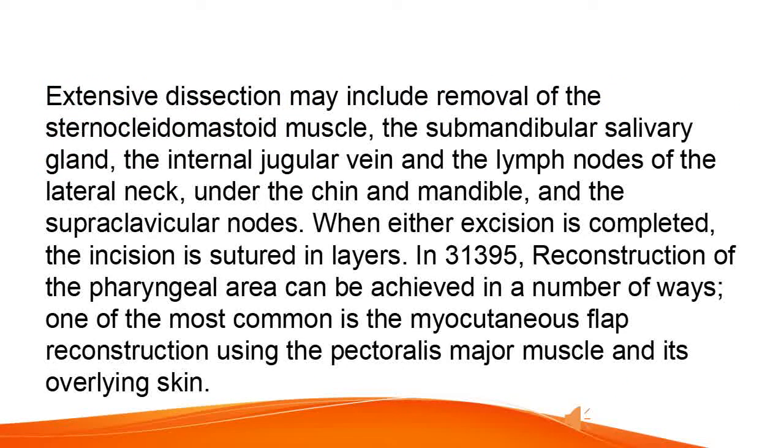Extensive dissection may include removal of the sternocleidomastoid muscle, the submandibular salivary gland, the internal jugular vein and the lymph nodes of the lateral neck, under the chin and mandible, and the supraclavicular nodes. When either excision is completed, the incision is sutured in layers.